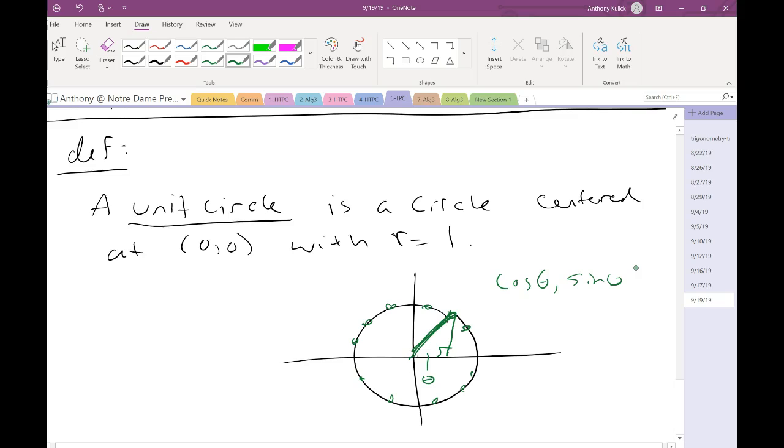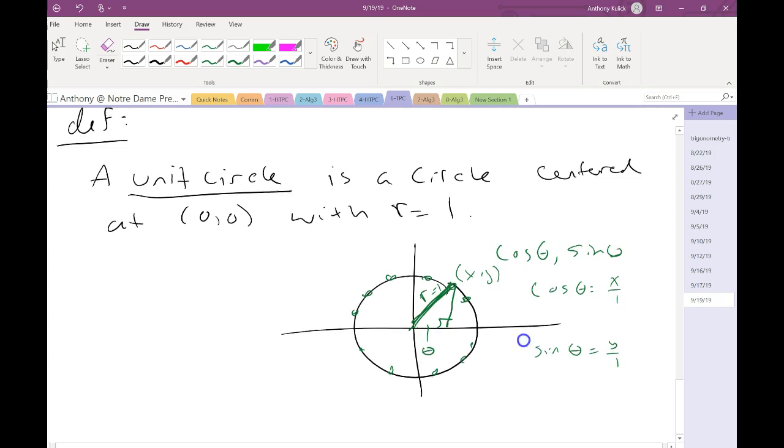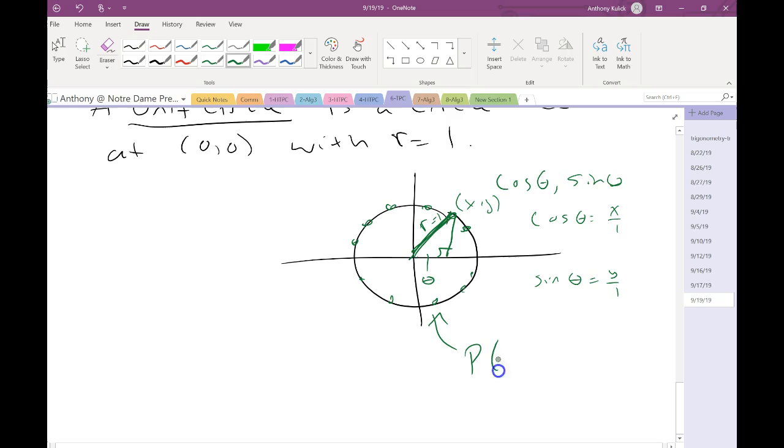Everybody okay with this idea? If this radius is 1, and this point is (x, y), I literally get that cosine is going to be x over 1, and sine is going to be y over 1. So on the unit circle, this point (x, y) is really the point (cosine theta, sine theta). So the unit circle is going to be a shortcut for us to calculate sines and cosines, as we're already going to have that taken care of for us.